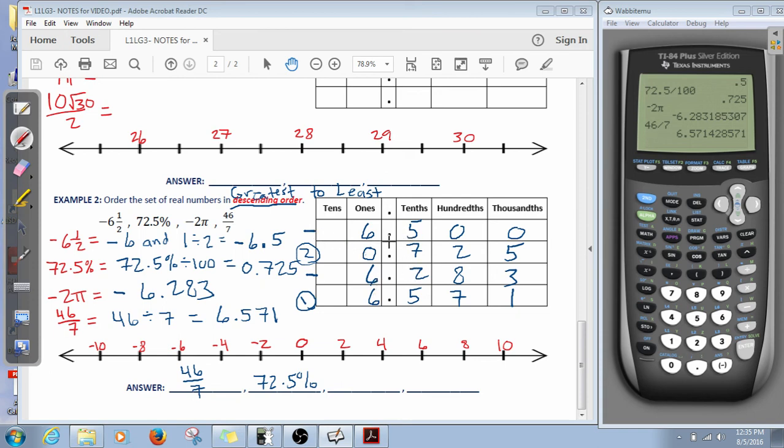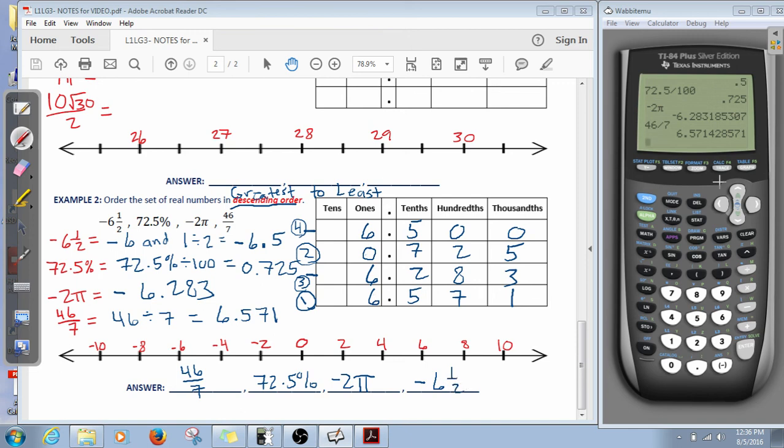Again, I ask myself, which one is bigger if they are positive? 6.5 is bigger than 6.2. But since they're negative, it's the opposite. Now that means negative 6.2 is actually bigger than negative 6.5. So this would be number 3, and this is my smallest number. So 3 was 2 pi, or negative 2 pi. And lastly, my smallest number, my least number, was negative 6 1/2.